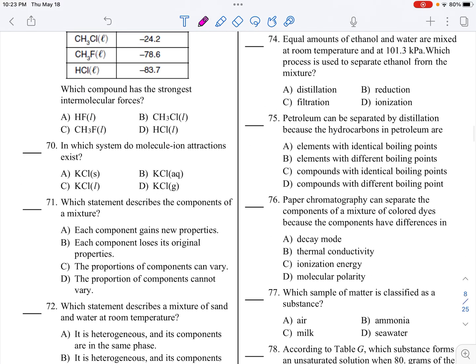Molecule or ion has to do with what is in a solution. So you want the aqueous, because aqueous means dissolved in water. So right here we have the molecule, right here we have the ions.